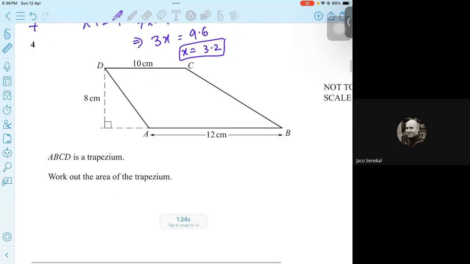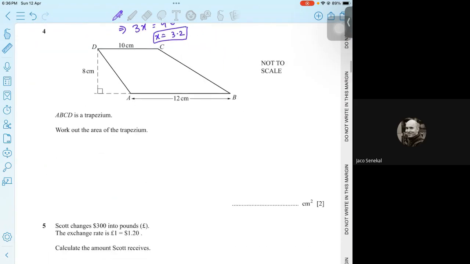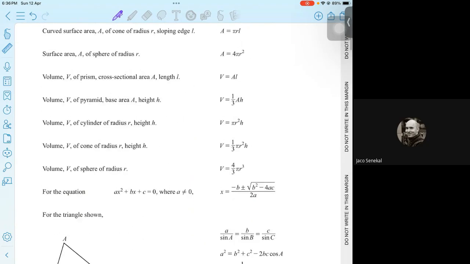So the next question says, they have given us a trapezium shape. ABCD is a trapezium. Work out the area of the trapezium. I believe you have this formula. Do you have this formula?